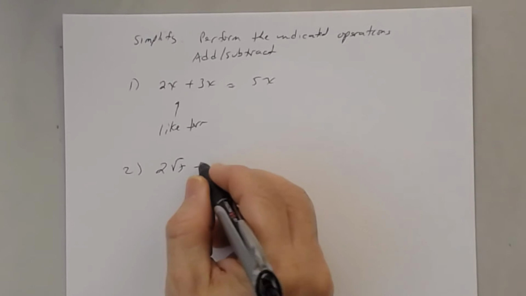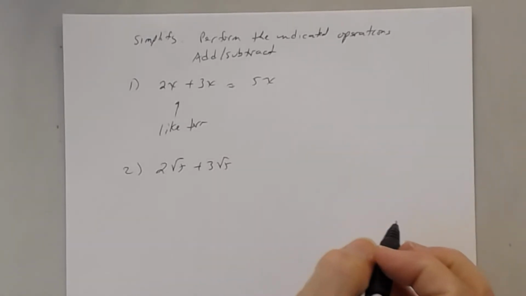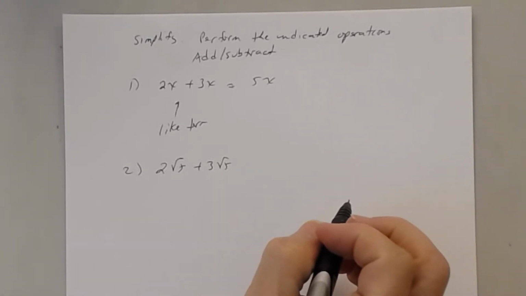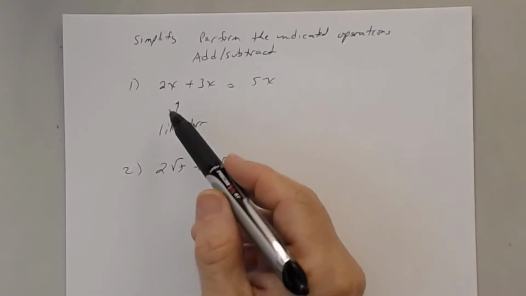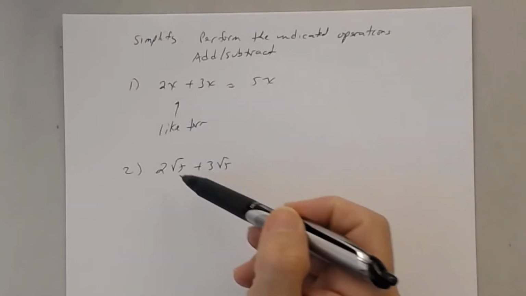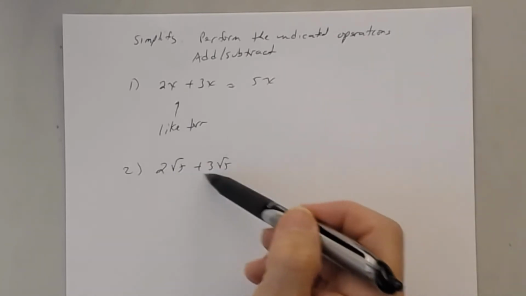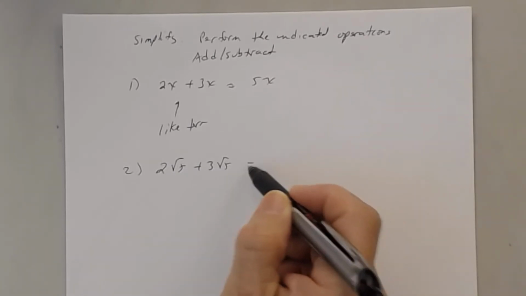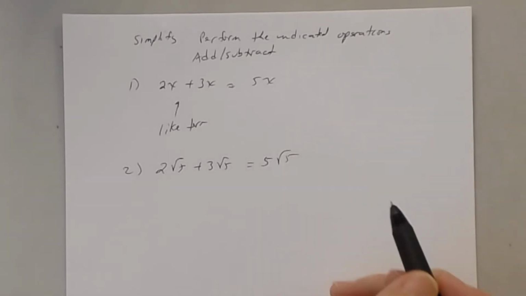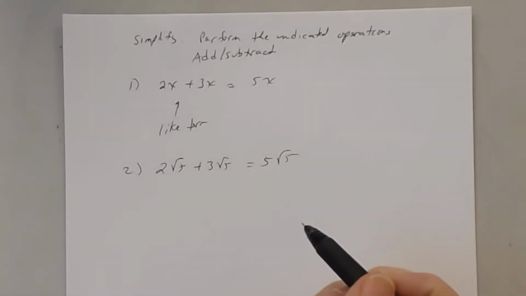2 square root of 5 plus 3 square root of 5. Are those like terms? Yeah, you can treat them just like the variables right here. How many square root of 5s do I have here? 2. How many square root of 5s do I have here? Altogether, how many do I have? 5 square root of 5s. All right, so those were like terms.